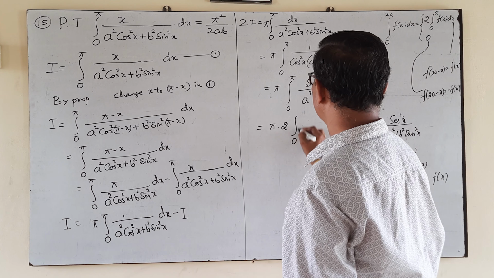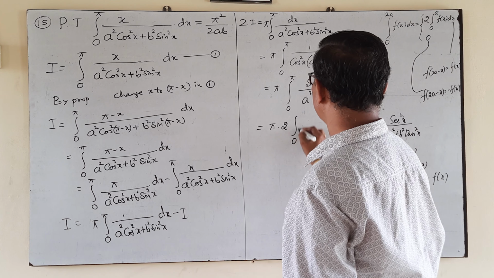Now by substituting, take tan x equal to t. Put tan x equal to t. Then differentiate both sides with respect to t. Derivative of tan x is secant square x, so secant square x dx is equal to dt. Corresponding limits: at x equal to lower limit 0, t is equal to tan 0, which is 0. At x equal to upper limit pi by 2, t is equal to tan 90 degrees, infinity.